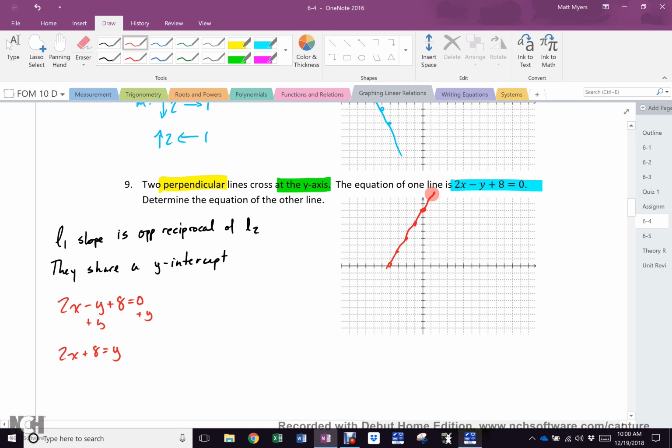Everybody cool? Now, what do we know about line 2? Line 2 has to have an opposite reciprocal slope. So what's line 1's slope? Line 1's slope is 2 over 1. So what is line 2's slope? Negative 1 over 2. And what else do I know about line 2?